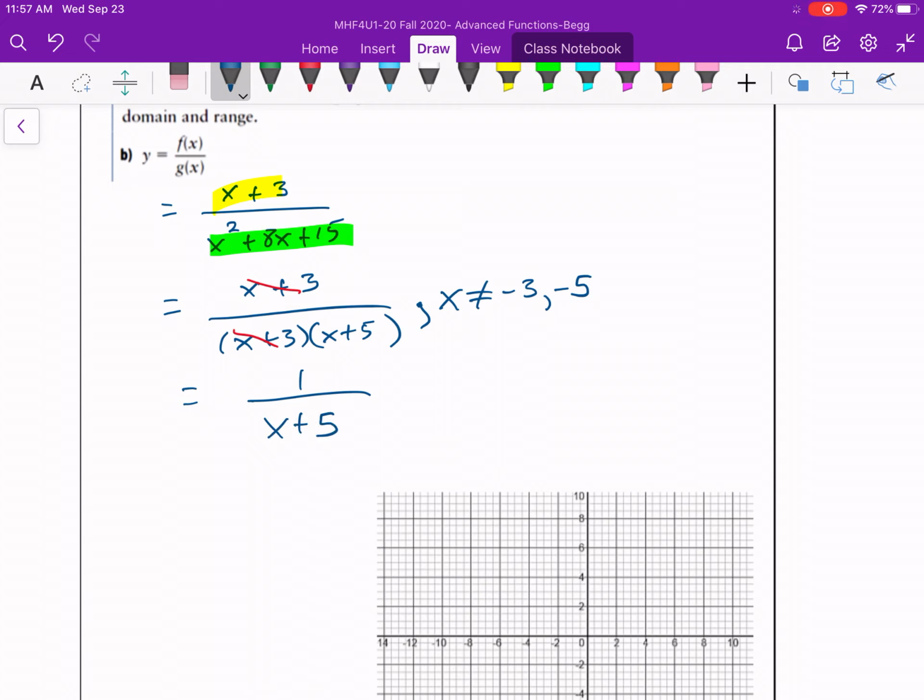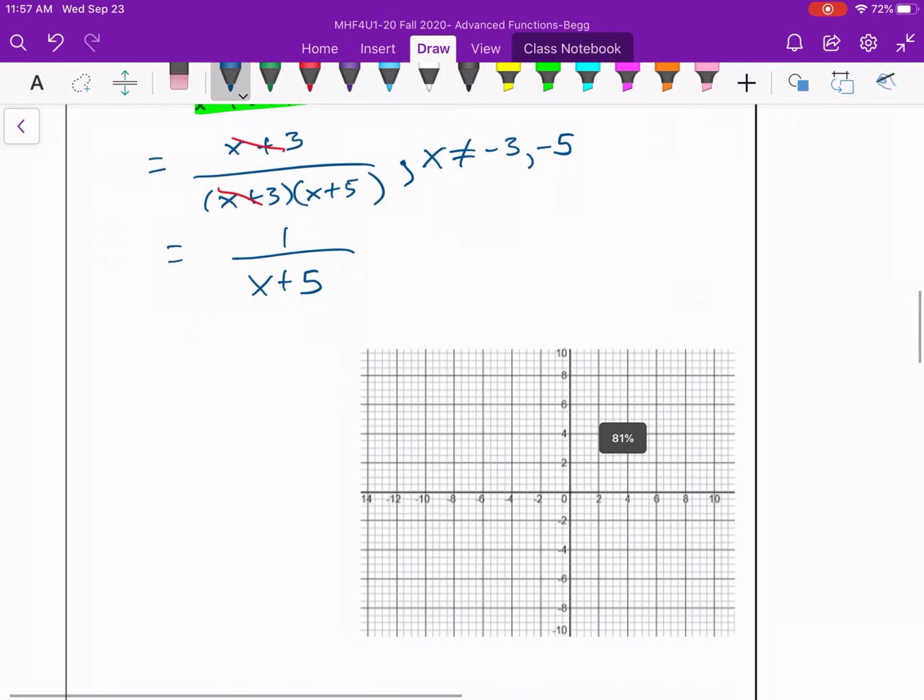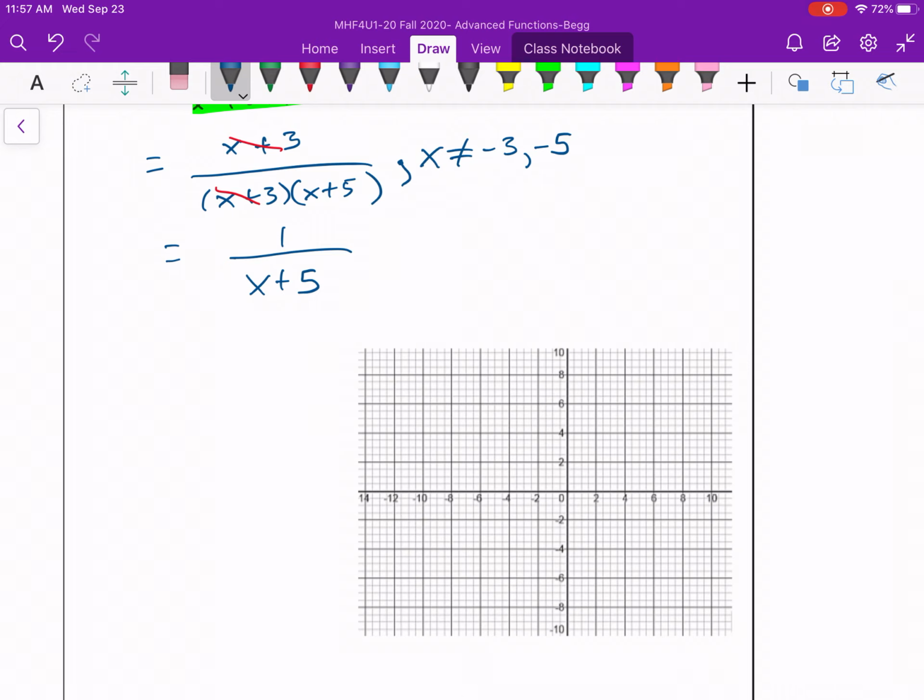So this is probably a good time to graph it. We should be able to predict the graph here, though. Actually, before I go to Desmos, let's just do one more thing. Let's predict the graph. I predict a vertical asymptote at -5. VA, vertical asymptote, x equals -5. I predict a horizontal asymptote at y equals 0, the x-axis, because it hasn't been shifted up or down.